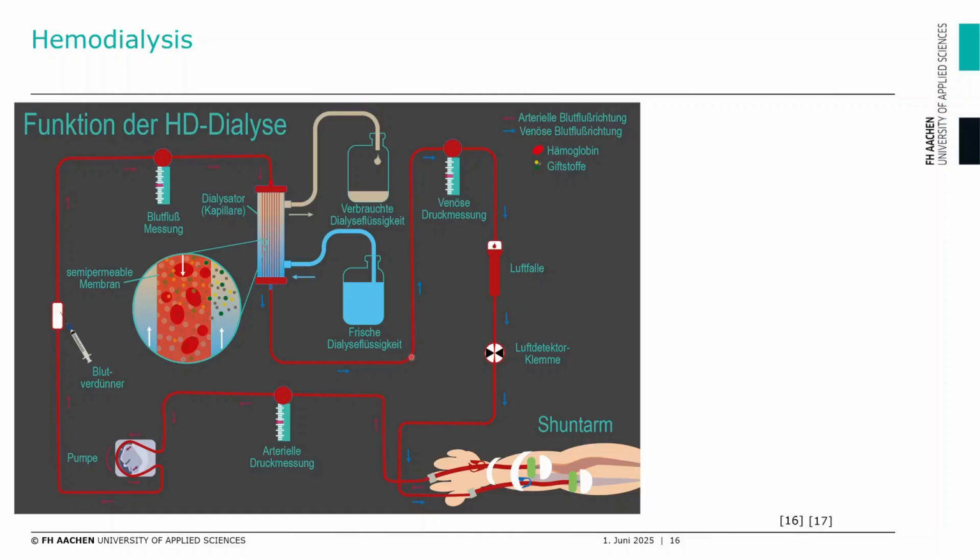Let's take a closer look at the process. In hemodialysis, the blood is pumped out via a shunt access. This is a vascular access on the arm, using a pump. The blood first passes through an arterial pressure gauge. The arterial blood pressure is measured here. A blood thinner called heparin is then administered to the blood. This is very necessary to prevent the blood from clotting in the dialysis machine. After the blood flow measurement, the blood goes through the actual dialysis process in the dialyzer.